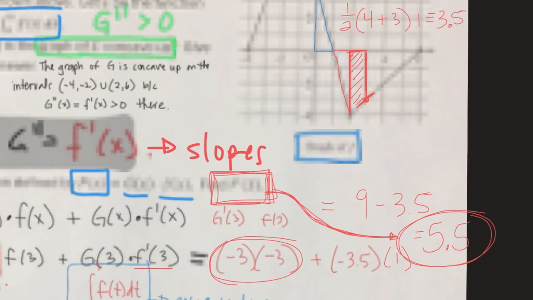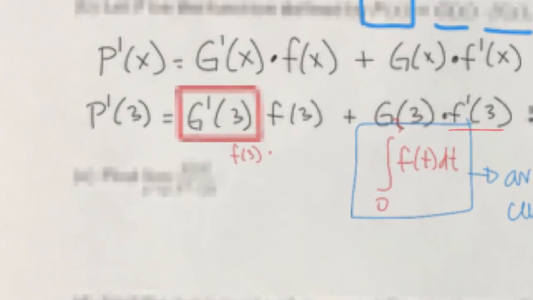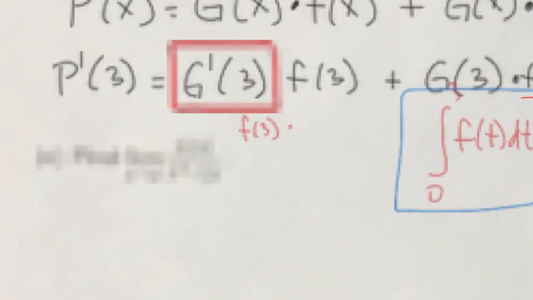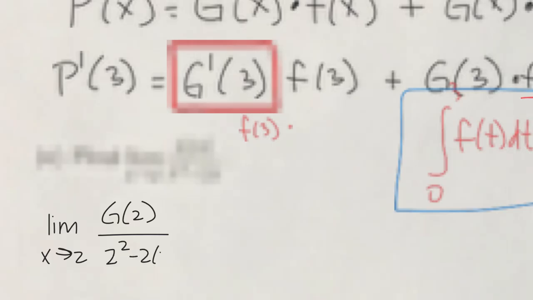Okay, our next one, part C. The limit as x approaches 2 of g of x over x squared minus 2x. Okay, so remember, g of x is our function. So the limit as x approaches 2 of g of 2 over 2 squared minus 2 times 2. So g of 2 is the integral from 0 to 2 of our function, of our graph. Right? That's how g is defined.